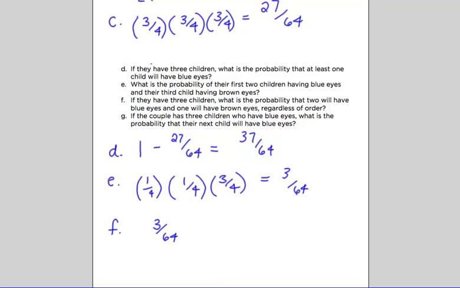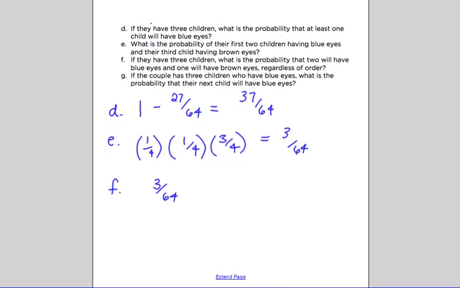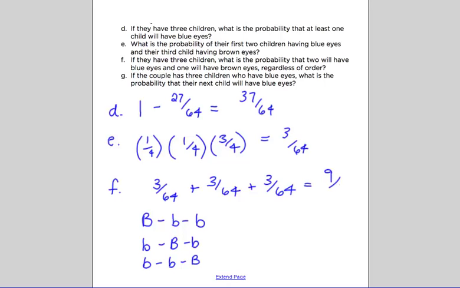But because the order doesn't matter, we could have brown eyes, blue eyes, blue eyes. We could have blue eyes, brown eyes, blue eyes. Or we could have blue eyes, blue eyes, and then brown eyes. Now the probability of each of these happening in order is 3/64, but we could have either of the 3. So what we're actually going to do is add the probabilities of each because they're mutually exclusive events. So when you add those up, you get 9/64 is the probability of whatever order you want, 2 children having blue eyes and then 1 having brown eyes.